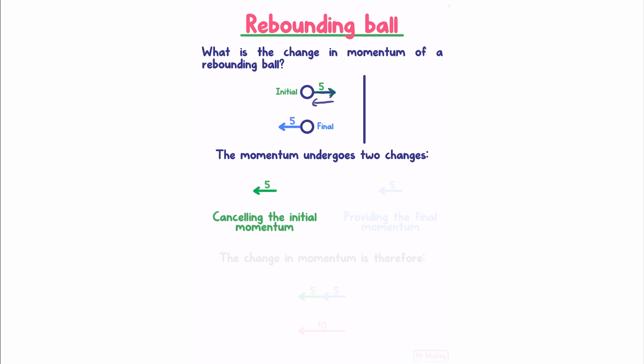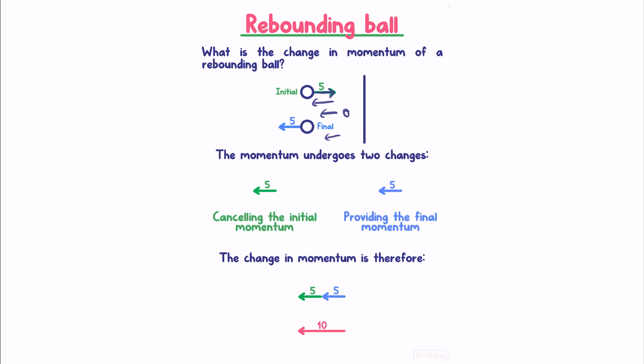The next change in momentum is to provide the final momentum. Having cancelled out the initial momentum, we now need to take our ball from 0 momentum to a momentum of 5 in this direction. To do that, our momentum simply needs to change by 5 in this direction. The total change in momentum is therefore these changes added together, which gives us a total change in momentum of 10 towards the left.